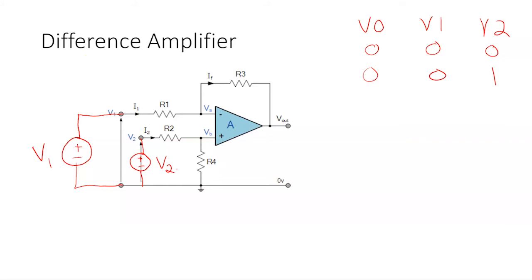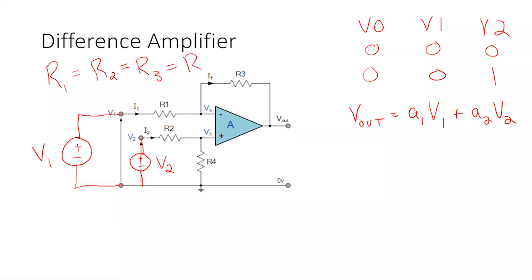What I want to do is do superposition and then use the golden rules as I walk through this. So I'm going to do V1. What I want to find is V out, just like I have in the homework. Let's say A1 V1 plus A2 V2. I want to figure out what A1 and A2 are. To make life a little easier, I'm going to say that R1 equals R2 equals R3 equals R4 equals R. So they're all the same value.